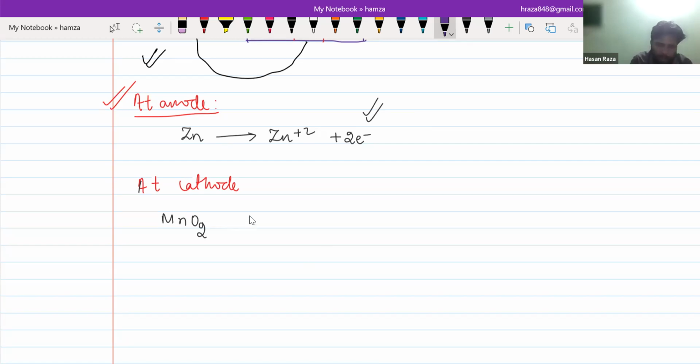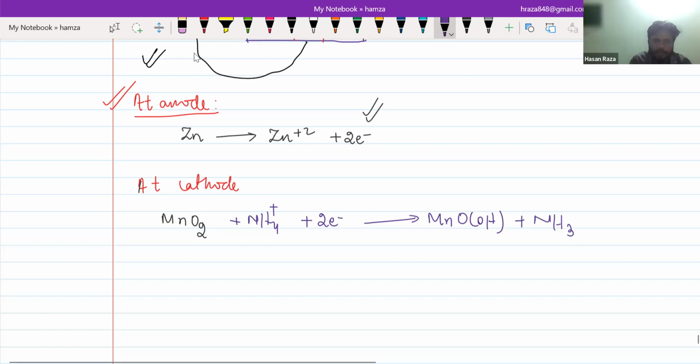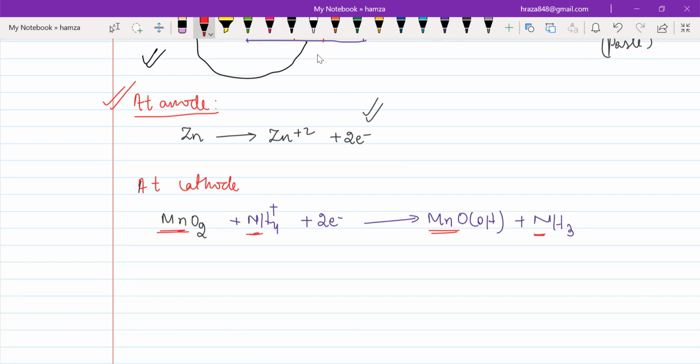So MnO2, NH4+ plus 2 electrons will combine to form MnOOH plus NH3. So there is a question. Can anyone tell me the oxidation state of manganese here and the oxidation state of manganese here? Please let me know. I'm waiting. Also the oxidation state of nitrogen here and here. Which one is getting reduced? Please let me know.